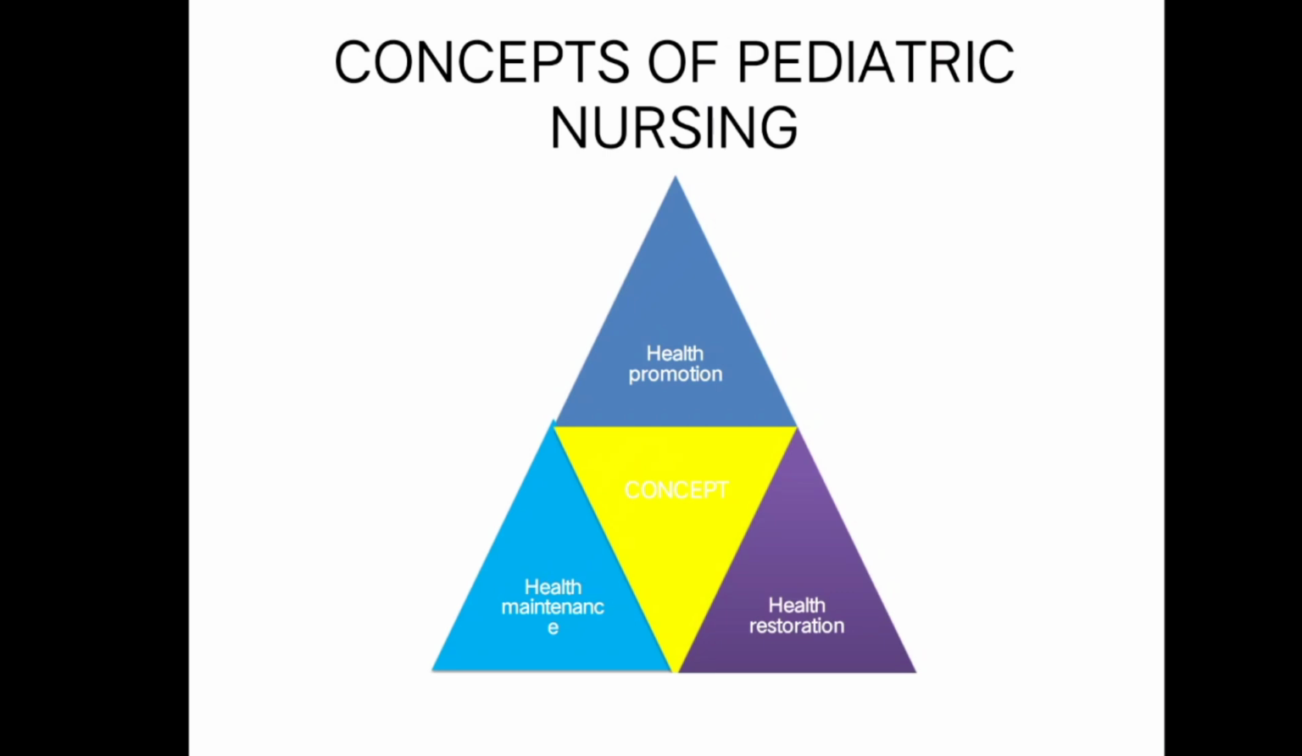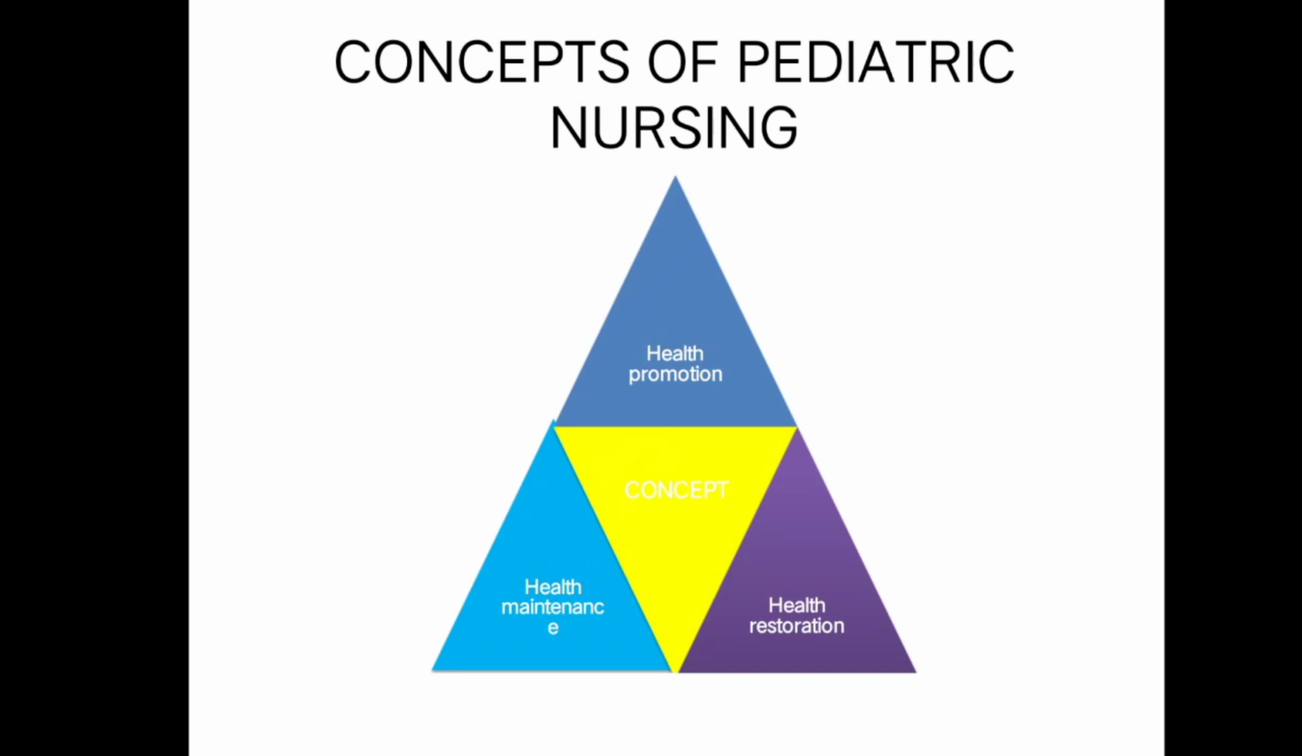Next is health maintenance. Health maintenance means the baby has developed some illness. You are going to promote some measures for health maintenance to prevent further complications. You are bringing the child back from the disease to the normal status. Next is health restoration. That means some complication has occurred, you are making the child live with the disease, and also you are improving their coping strategies for the health condition.